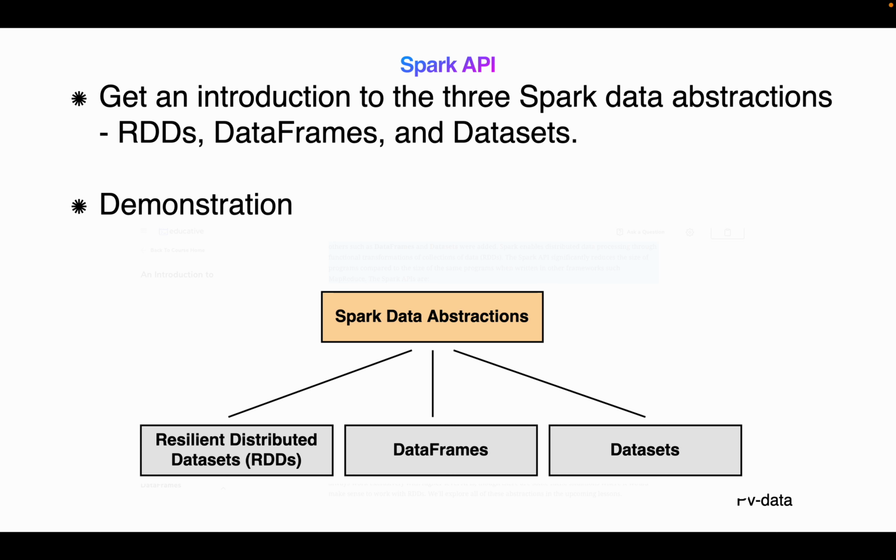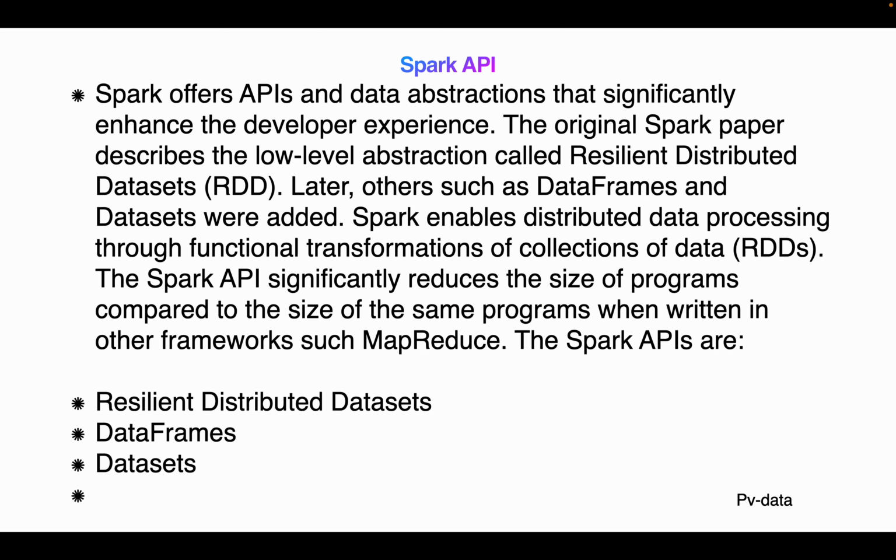Spark API. It consists of RDD, data frames, and datasets. So this is the example you see. Spark offers APIs and data abstraction that significantly enhance the developer experience. The original Spark paper described a low-level abstraction called RDD, Resilient Distributed Datasets. Later, others such as data frames and datasets were added.